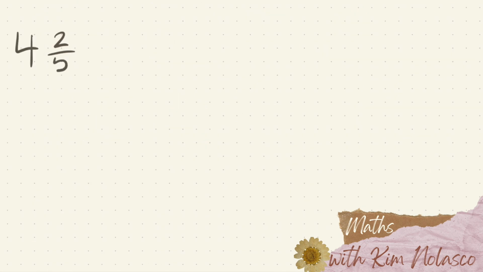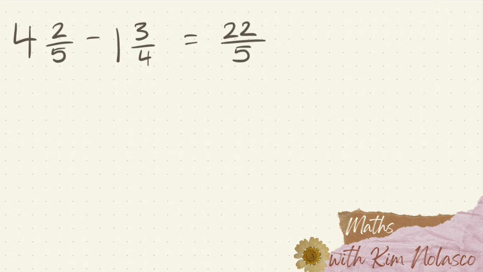So for the next example, I've got 4 2/5 take away 1 3/4. Again, we're going to convert these into top-heavy fractions. So I'm going to times on the bottom, and then I'm going to add on the top. So 4 times 5 is 20, add the 2 is 22. So it's 22 over 5, take away, now we're going to do the same thing here, times on the bottom, add on the top. So 4 times 1 is 4, add the 3 is 7.